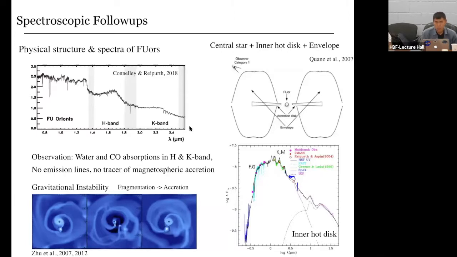The physical structure of FU Orionis is like this: they have an inner star and a very hot accretion disk, which can give you a very strong near infrared excess. And you also have a huge envelope that creates those water and CO absorptions. There are a lot of possibilities for the formation of FU Orionis type stars, still under debate. But one of my favorites, by Zhu Zhaohuan, is predicted by gravitational instability: the disk can fragment, and then part of the disk is accreted onto the star suddenly and creates this violent event.